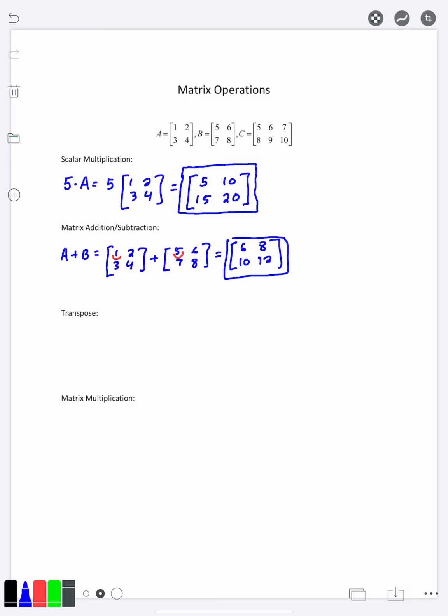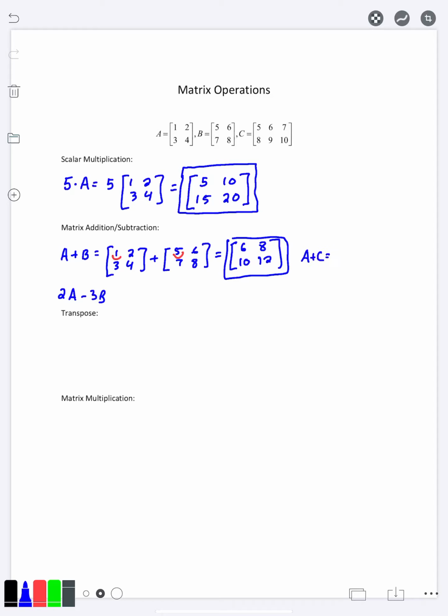We could also have done something like 2A minus 3B. I'm not going to work that out, but it's the same idea. You distribute your numbers over the matrices, and then you can just subtract the elements. There is one thing I want to point out here.